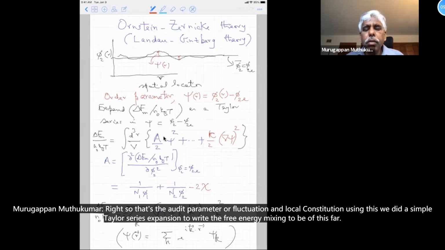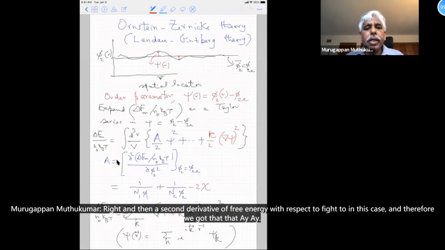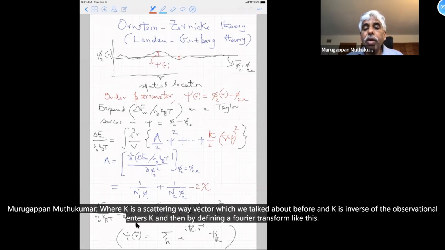Using this, we did a simple Taylor series expansion to write the free energy of mixing in this form, right? And then A is the second derivative of free energy with respect to phi 2 in this case, and therefore we got that A. And then this is the interfacial tension that is related to the penalty that we pay to create an interface. Based on this, we wrote down the free energy of mixing in Fourier space, where K is the scattering wave vector, which we talked about before, and K is the inverse of the observational length scale.